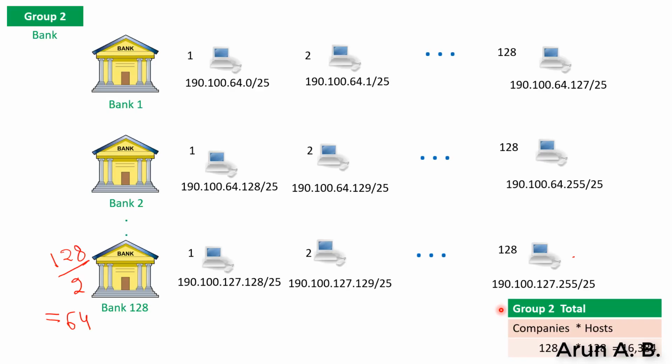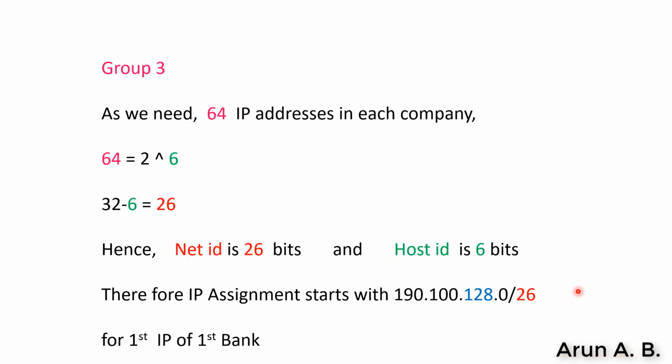In this one, you can see that the last IP address was 127.255. For this one, the very next IP address will be 128.0. Therefore, we have chosen 128.0 as the next IP address. Okay. Therefore, in group 3, that is the educational institute, the very first college will have a total number of 128.